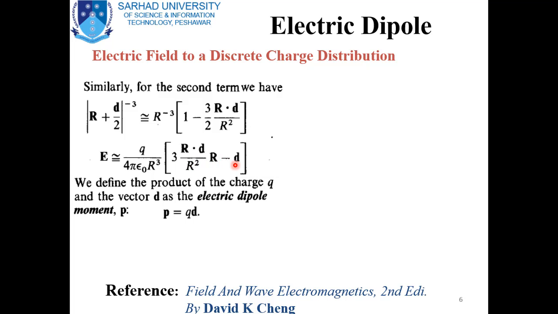Here, if we multiply q inside the bracket, we have a new term to define, and this is known as the electric dipole moment, which is represented by p, where q is multiplied with the separation of the dipole.